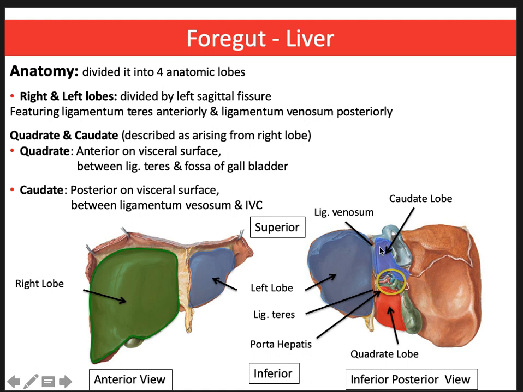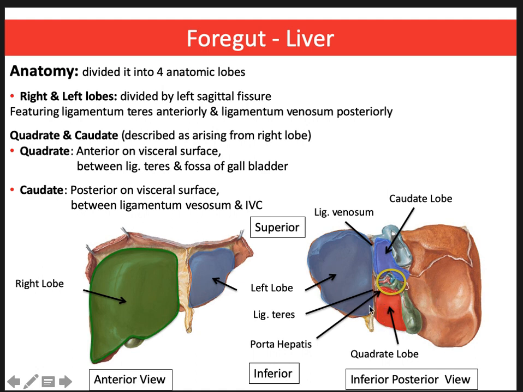It's called caudate because caudate means tail, so it has a little tail right between your ligamentum venosum and your inferior vena cava, forming a little lump here, which is a tail, so caudate lobe. And on the anterior aspect, which you don't see here, between your gallbladder, for example, and your ligamentum teres, you will have a more square-looking lobe, which is your quadrate lobe.